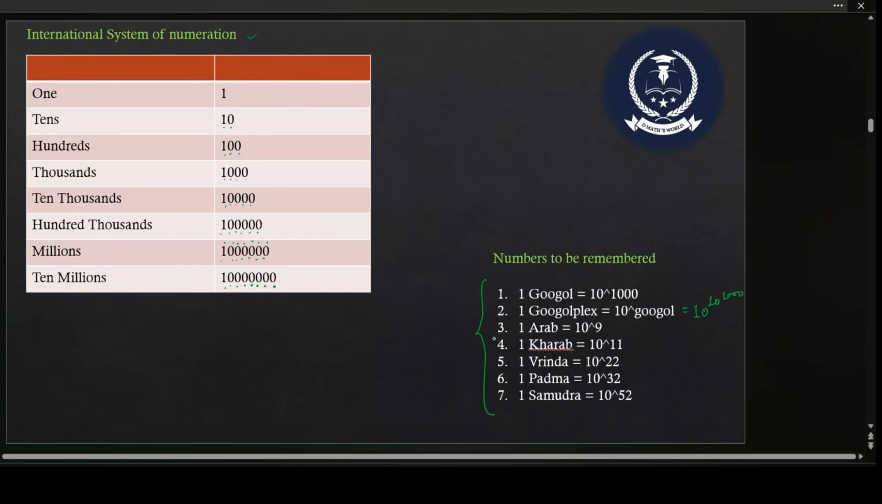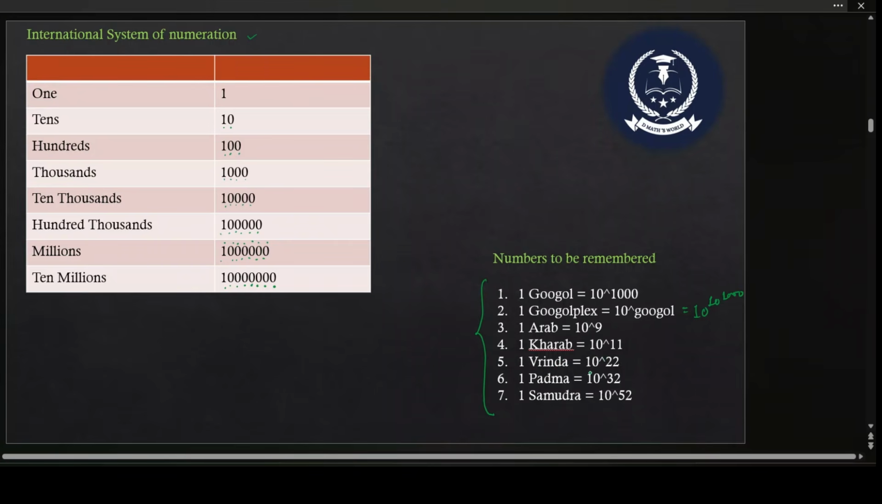Okay. One Arab means 10 to the power of 9. One Kharab means 10 to the power of 11. Okay. 10 to the power of 9 means 1 and then put down 9 zeros. One Kharab means 10 to the power of 11, just put down 11 zeros, okay? 1 and then 11 zeros.